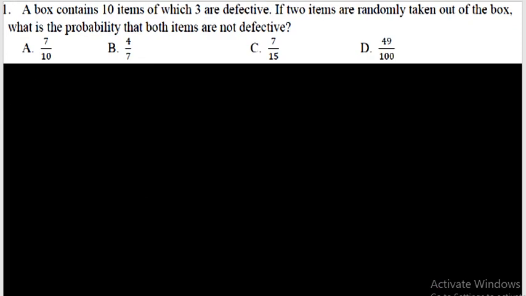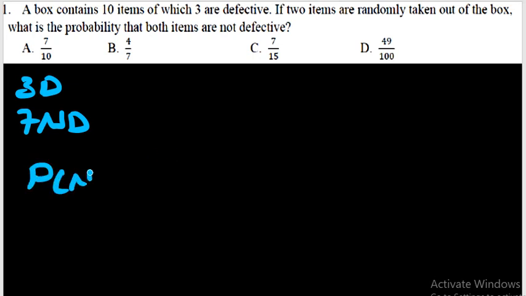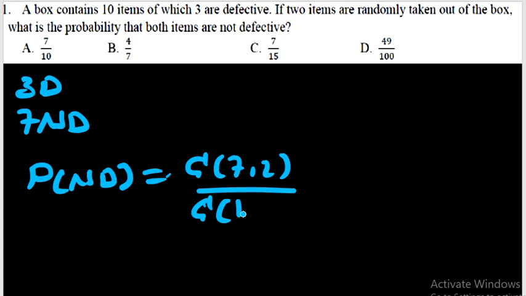A box contains 10 items, of which 3 are defective. 3 defective means obviously 7 are non-defective, because totally we have 10 items. If 2 items are randomly taken out of the box, what is the probability that both items are not defective? So the probability of non-defect will be 7 combination 2, because what is the probability to be both non-defective? So it will be the combination of 7, 2 over combination of 10, 2. The total number of the items is 10.